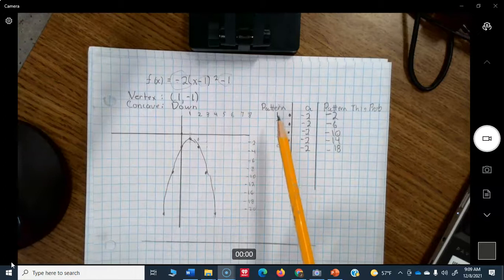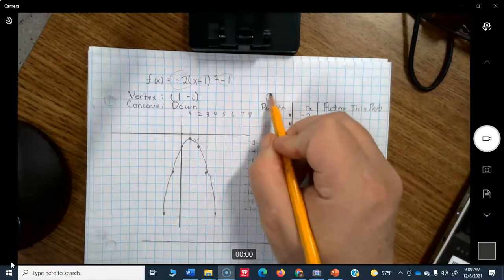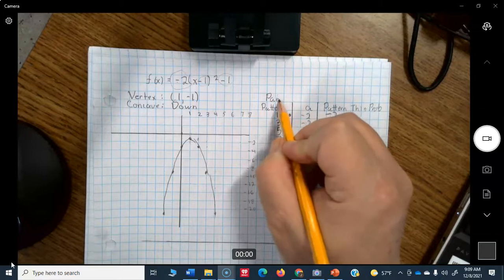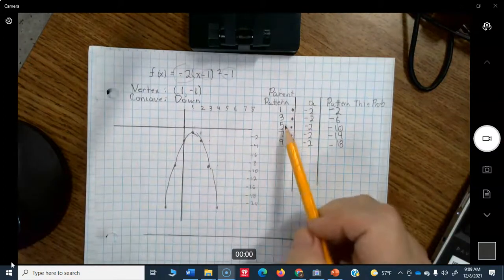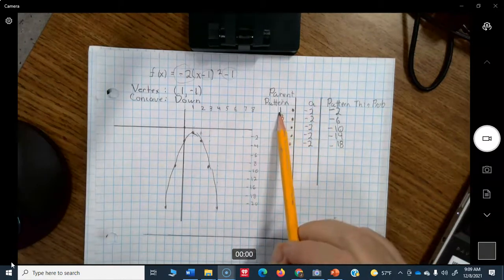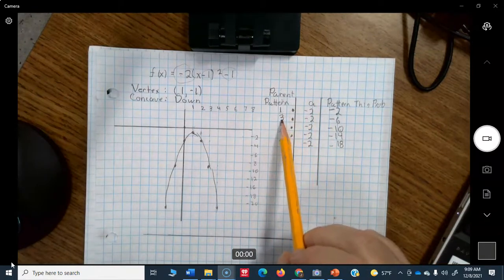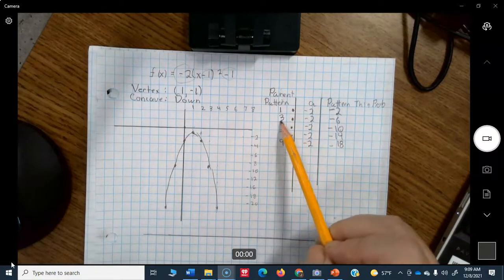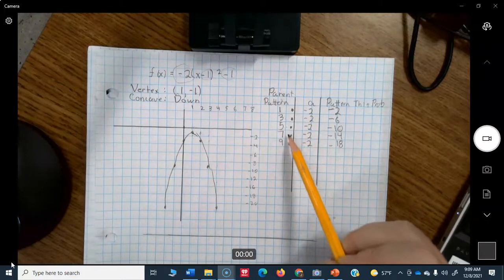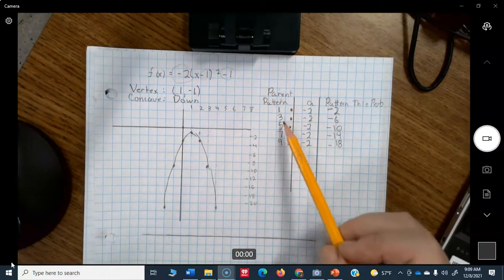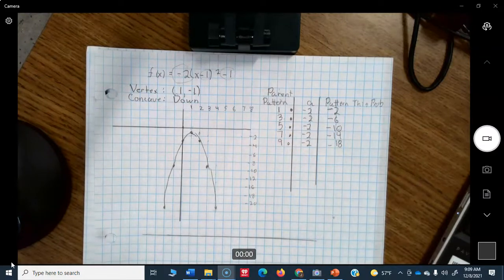So let's review it. The pattern of change for the parent, let's call this the parent pattern of change. It's for any x squared function. The difference is going to be 1, 3, 5, 7, 9. Why? In other words, 1 squared is 1. 2 squared is 4. So the difference between 1 and 4 is 3. 3 squared is 9. The difference between 4 and 9 is 5. 4 squared is 16. The difference between 9 and 16 is 7. So these are the differences between each of the numbers when you plot an x squared.